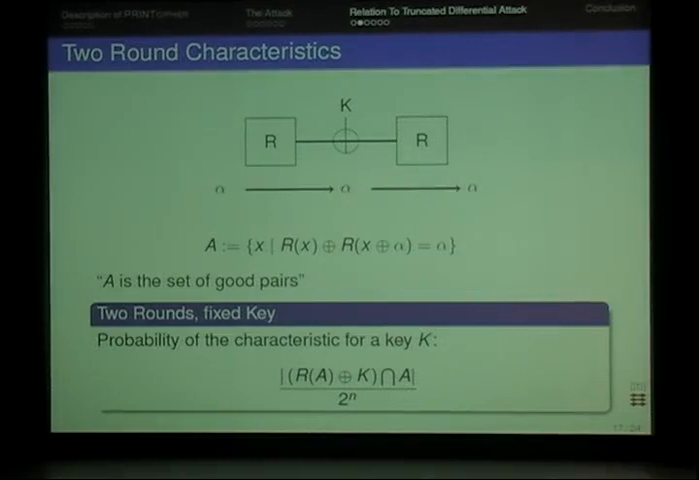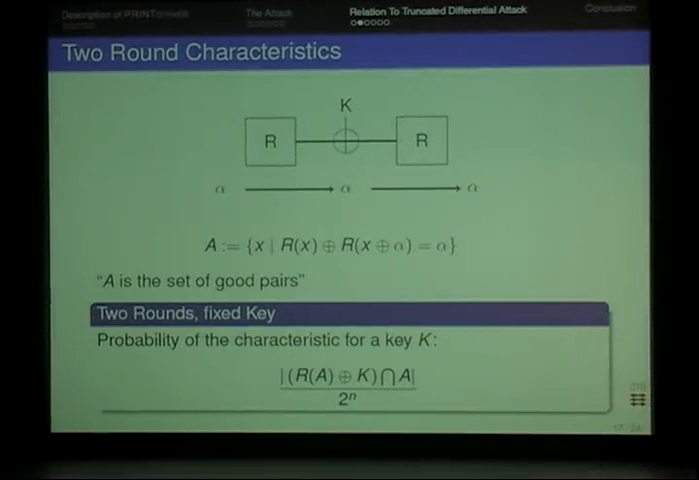So I have a difference alpha, and that should go to a difference alpha, and it should go to a different alpha. And I have a round function. I also ignore the whitening keys if you want. So I have a round function R that I apply. I'm going to XOR a key in the middle and then apply the same round function again. And then you can think of this set A as the set of all good pairs, of all good pairs fulfilling the one round characteristic alpha goes to alpha.